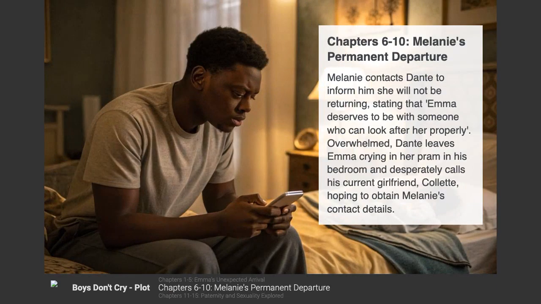Chapters 6 to 10, Melanie's permanent departure. Melanie contacts Dante to inform him she will not be returning, stating that Emma deserves to be with someone who can look after her properly. Overwhelmed, Dante leaves Emma crying in her pram in his bedroom and desperately calls his current girlfriend, Colette, hoping to obtain Melanie's contact details.